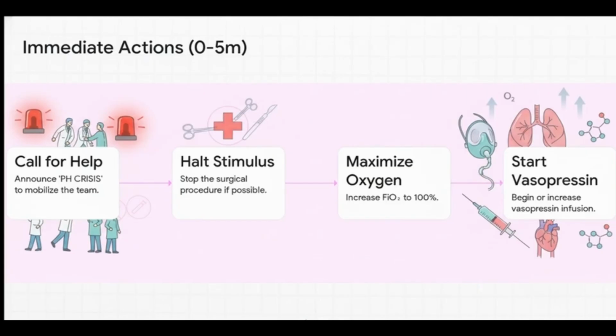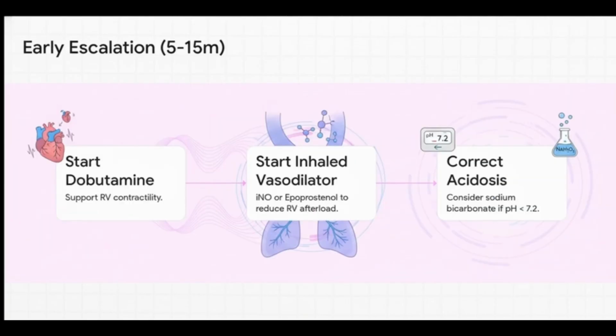The first 5 minutes are absolutely crucial. You need to announce a pH crisis to get all hands on deck. Tell the surgeon to stop, crank up the FiO2 to 100%, and get that systemic blood pressure secured with vasopressin to maintain RV perfusion.